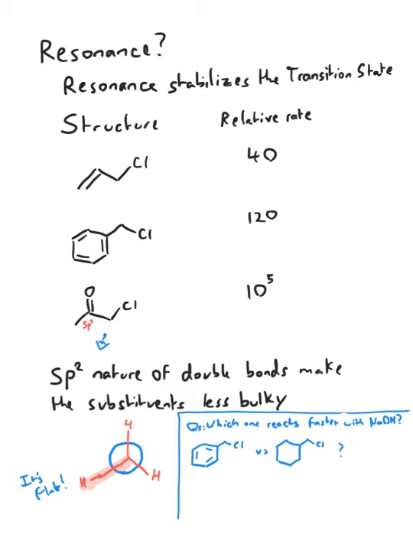So which one of these two alkyl chlorides would react faster with sodium hydroxide? You may pause now. And yes, the aromatic, or the one with the double bonds with resonance, is going to react much faster. It's less bulky and it has resonance stabilization on the transition state.